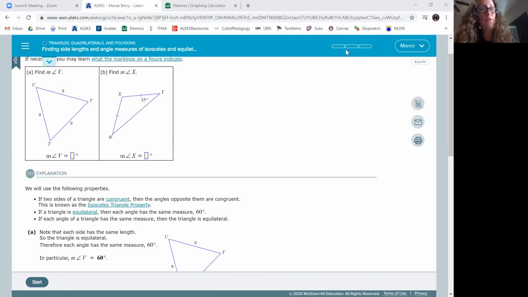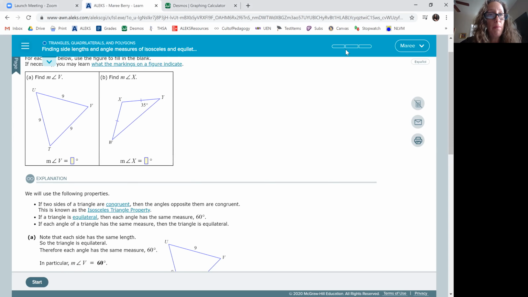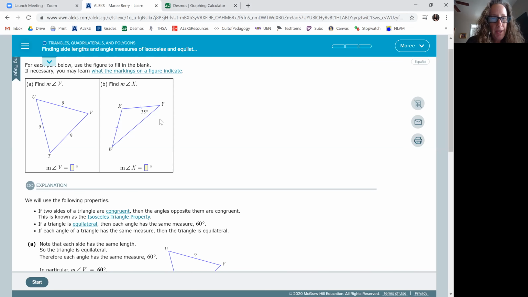There's a few things that you need to know about markings on triangles before you can learn this topic. If you see these little tick marks on sides of an angle, that means those sides are congruent. The angles opposite those sides, so the angle opposite side XY is angle W, and the angle opposite XW is angle Y, and those two angles will be congruent.